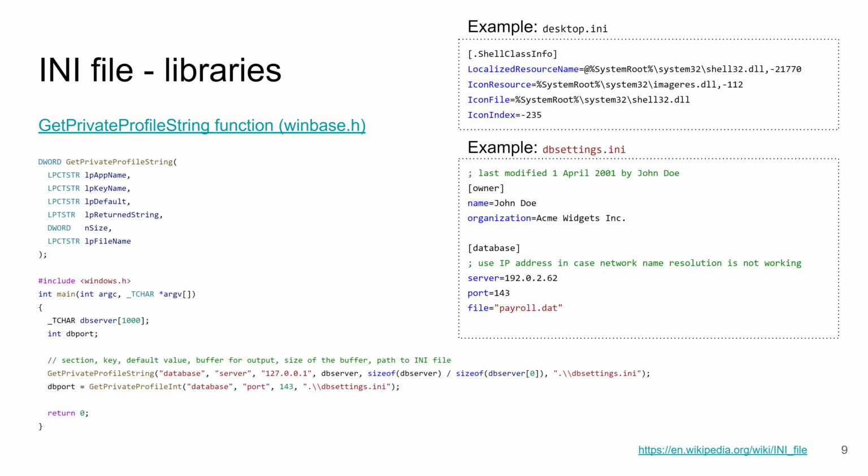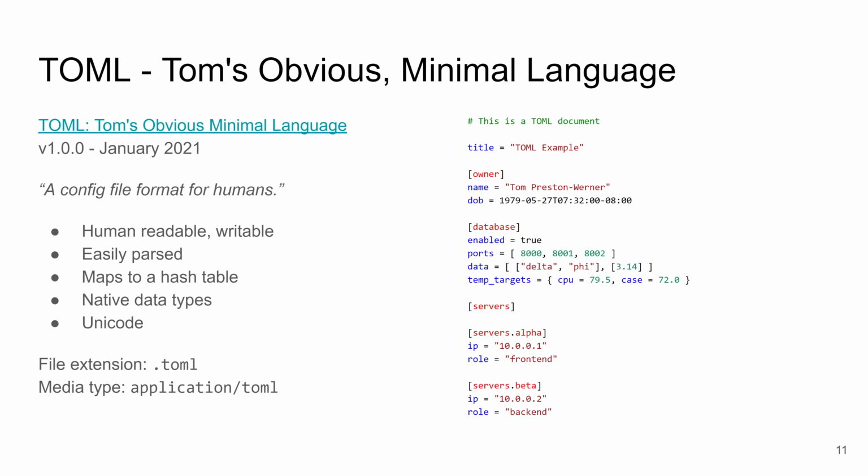So these are INI files. Still quite simple. They only support sections in addition to the key value pairs. Now, if you want to get more complex, we will talk about TOML. TOML stands for Tom's Obvious Minimal Language.